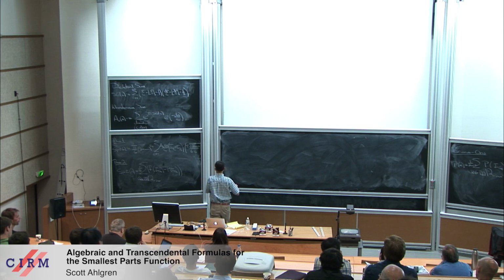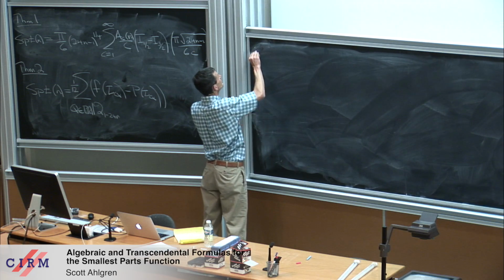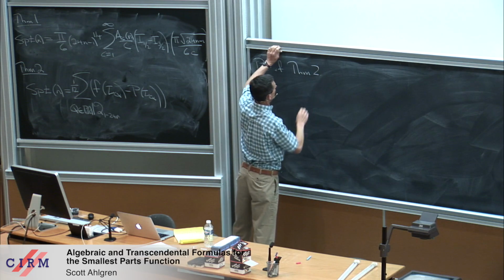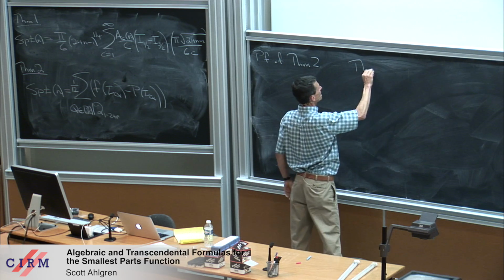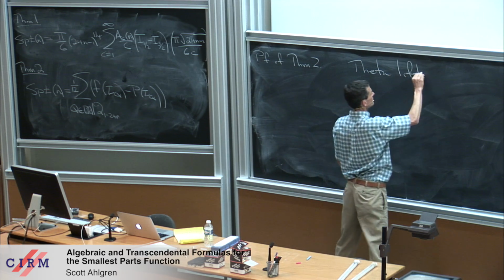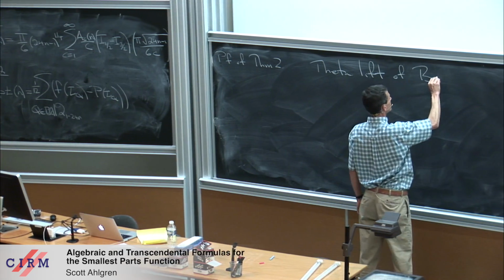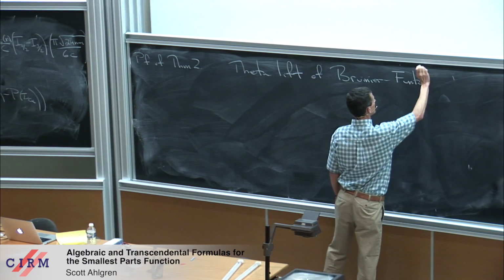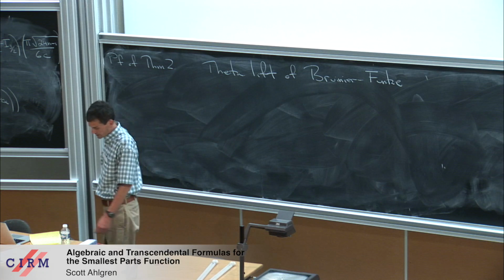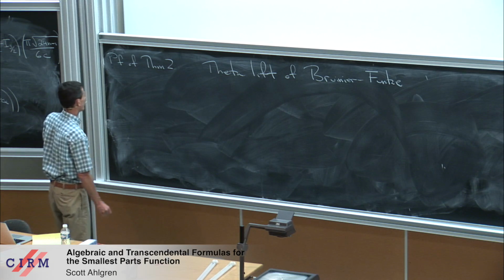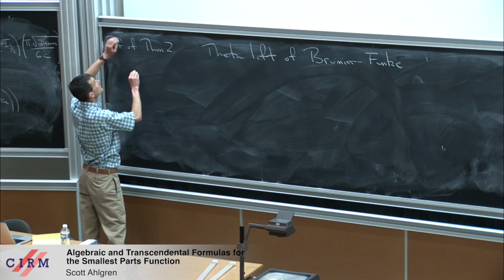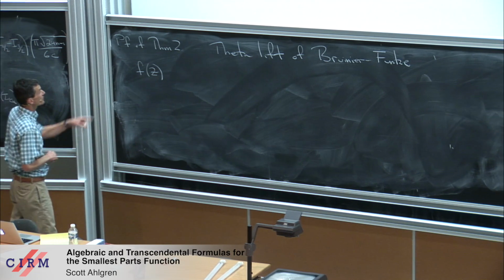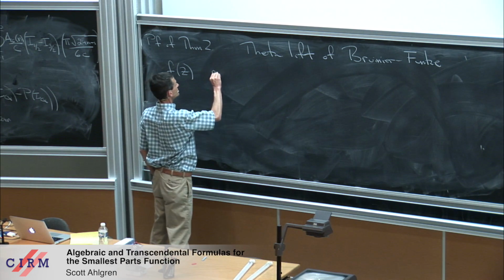Okay, so the proof of the algebraic formula, the proof of Theorem 2. We use this theta lift due to Bruinier and Funke. I won't say too much about this, but I will say that if f(z), which was called f(tau) before, so f(z) was this modular function of level 6.